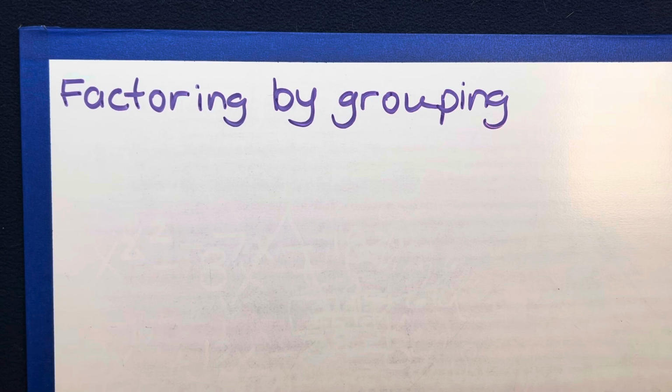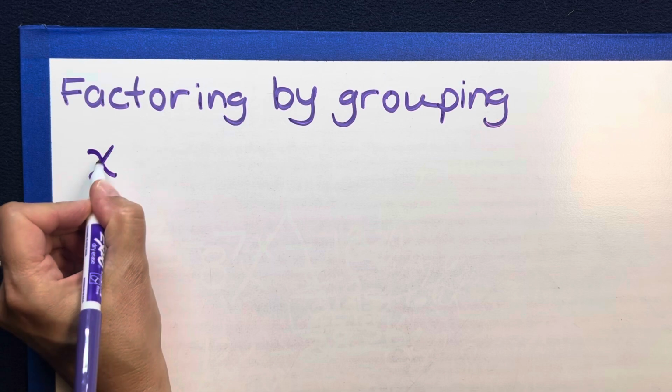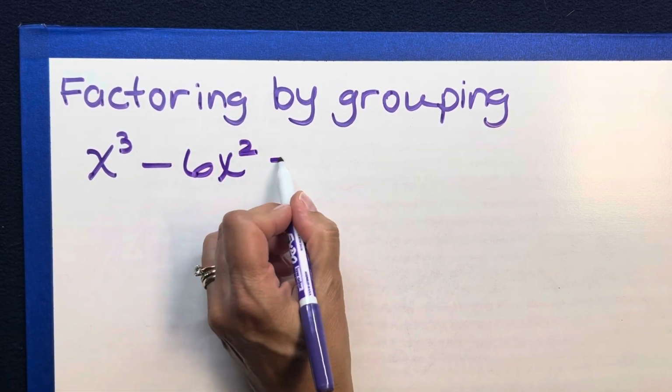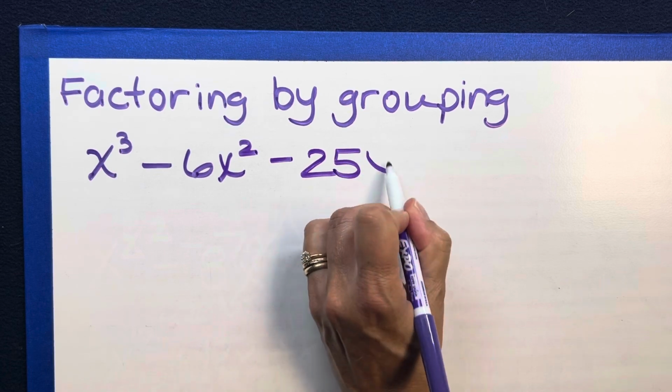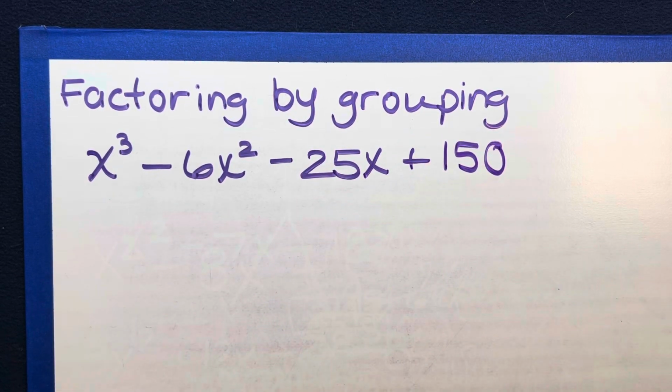Today's topic is factoring by grouping. And here's what the problem looks like: x to the third minus 6x squared minus 25x plus 150.